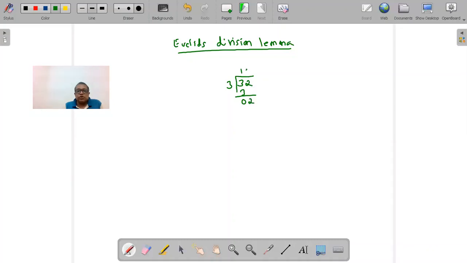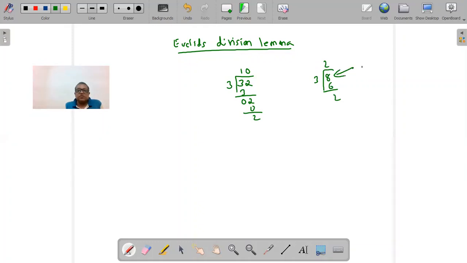Because 2 is not divisible by 3, I bring down the 0 and get 20. 3 sixes are 18, so I get a remainder of 2. So this is 3 into 10, that is 30, plus the remainder 2, I get 32. So whenever we are dividing anything by anything, you may get a remainder. 3 into 10 and the remainder is 2. And how do you get this dividend? Dividend is basically divisor into quotient plus remainder.